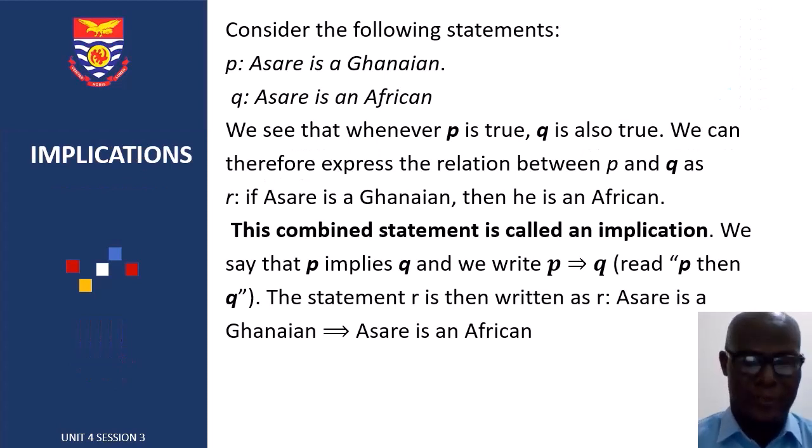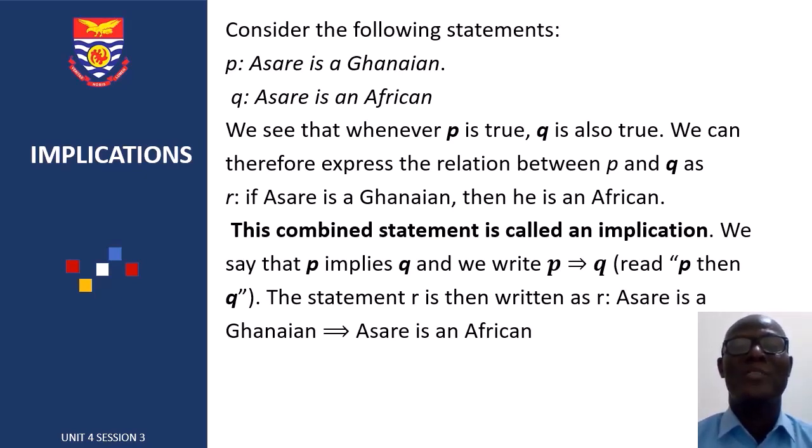Implications. For any two statements P and Q, P implies Q means Q is true only when P is true. Let's consider these two statements. Statement P, Asari is a Ghanaian. Statement Q, Asari is an African.